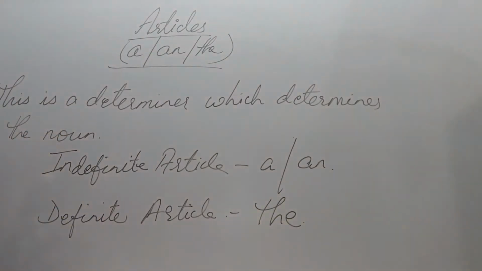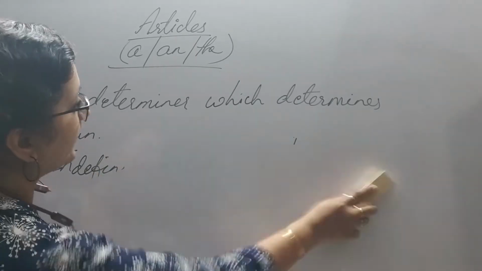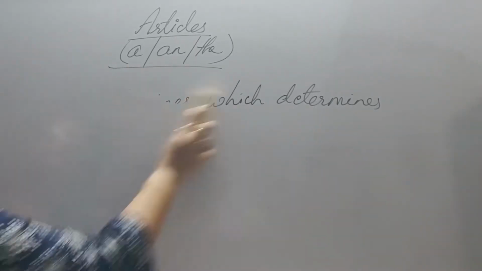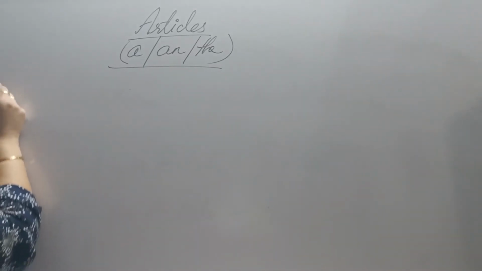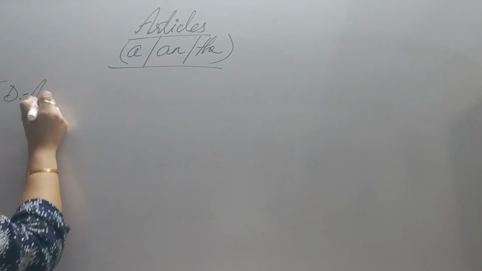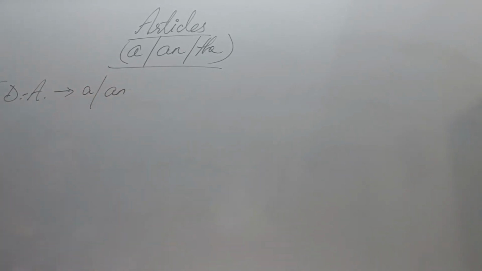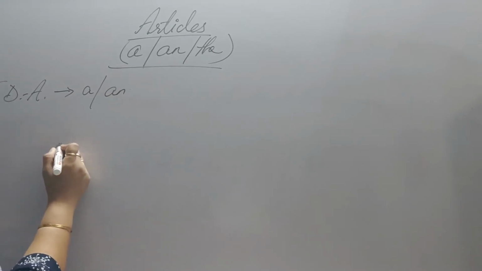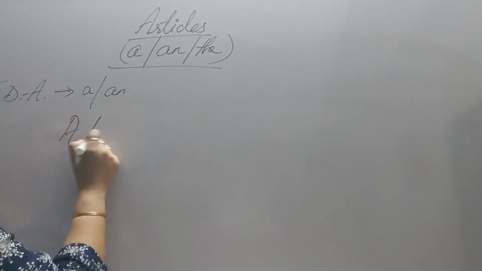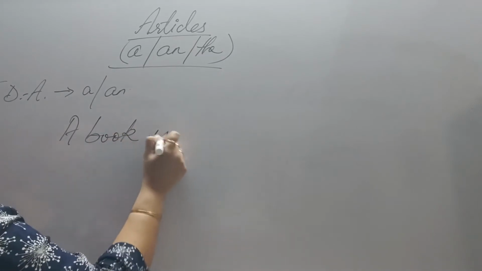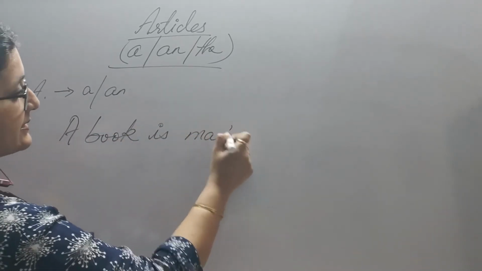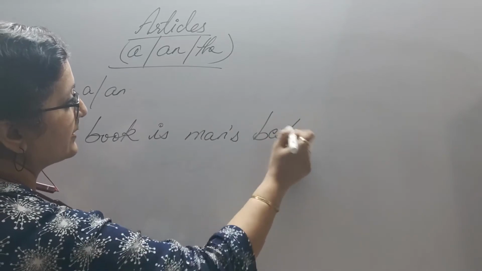Now the difference, and in the examples that I'll be giving you, the concept will be even more clear to you. Let's have a quick example for this one. The first one, which I've just mentioned, are indefinite article. I'm just putting up the short form here. The indefinite article which had a or an. For example, if I give you, a book is man's best friend.